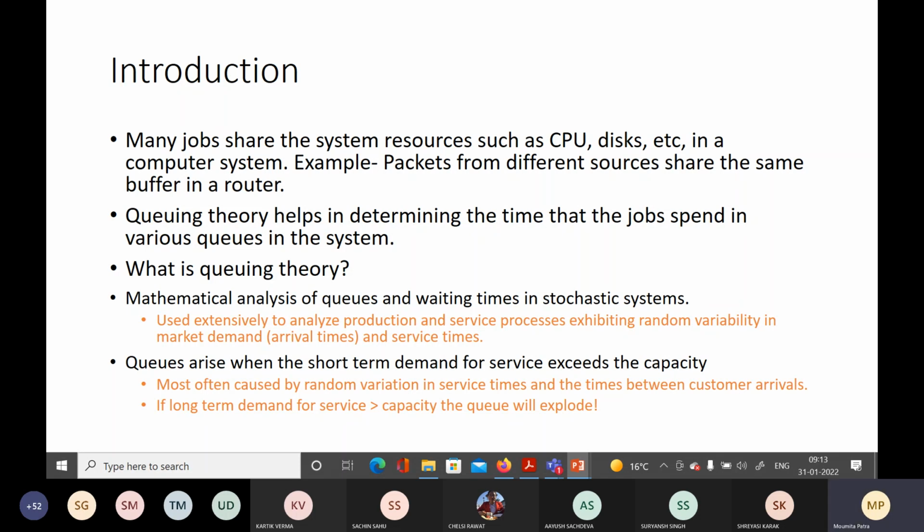All right. We use such systems to extensively analyze production and service processes that exhibit random variability in market demand and service times. That means there will be random variability in the arrival times and service times, and in such systems you can use queuing theory to analyze the waiting times.